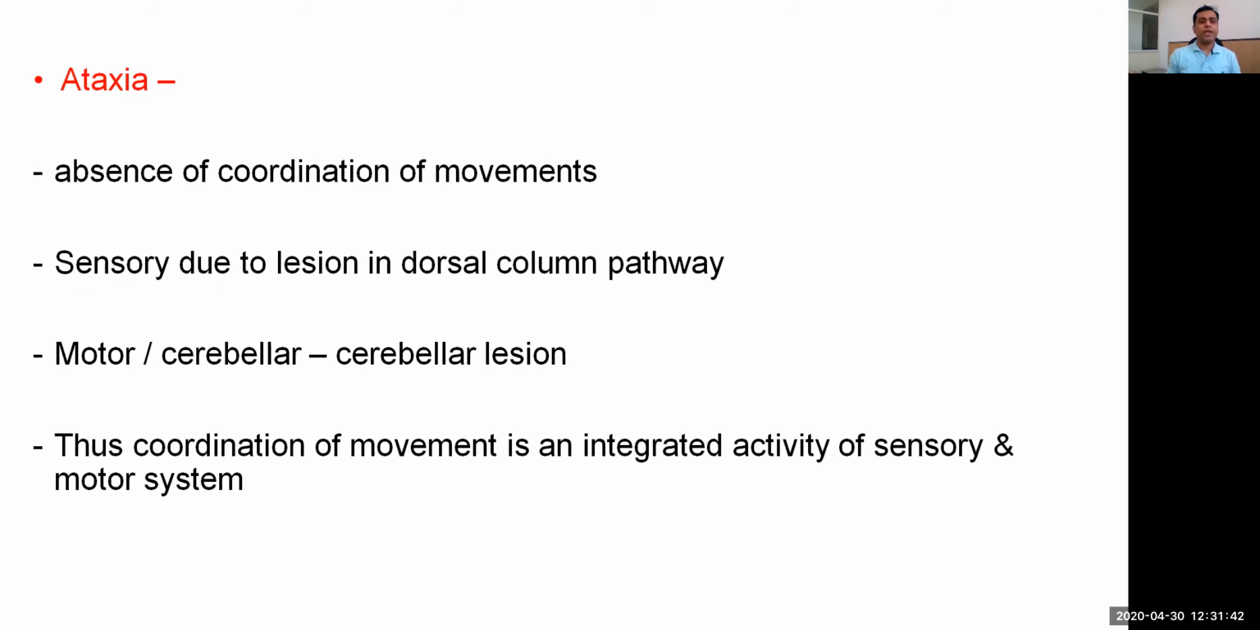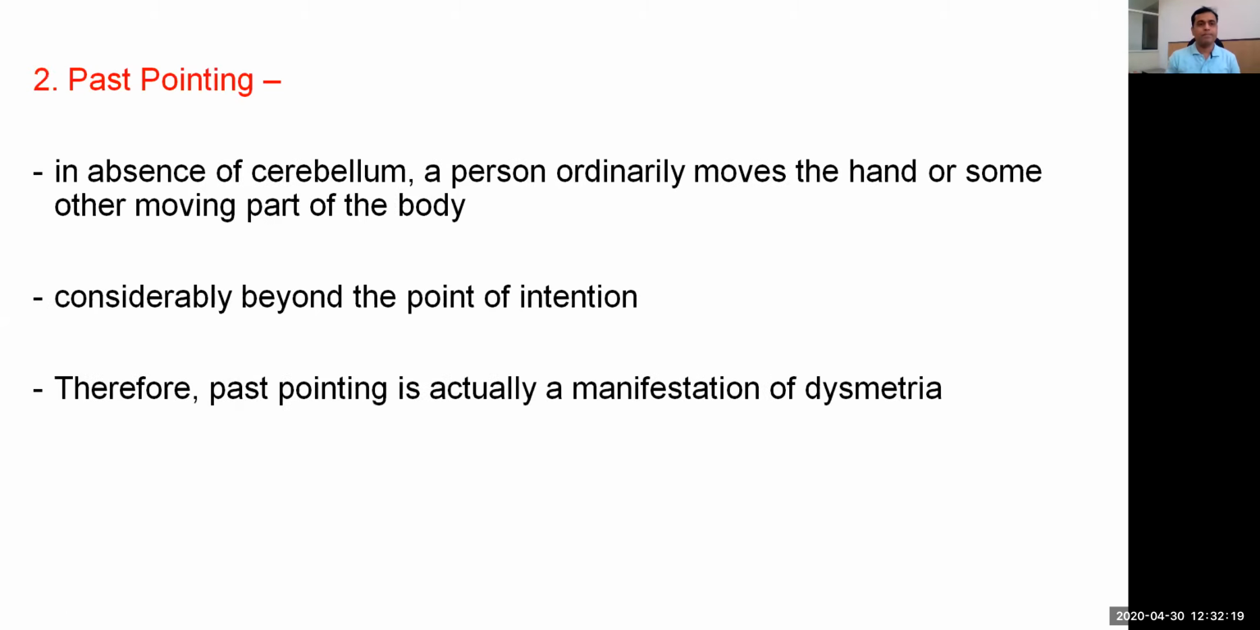Ataxia. As we have mentioned, one of the important functions of the cerebellum is to coordinate various movements. Whenever there is absence of coordination of movements, the condition is called ataxia. Ataxia could be of two types: sensory ataxia and motor ataxia. Sensory ataxia is because of a lesion in the dorsal column pathway, whereas motor ataxia occurs whenever there is a lesion in the cerebellum itself, and hence motor ataxia is also called cerebellar ataxia. Thus, coordination of movement is an integrated activity of the sensory as well as motor system.